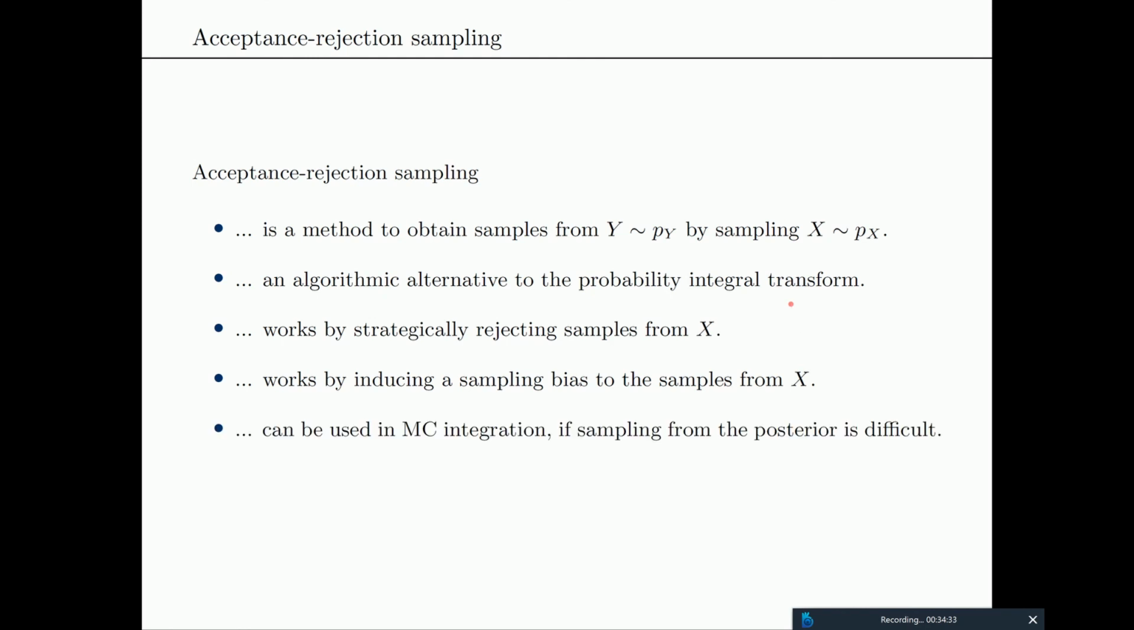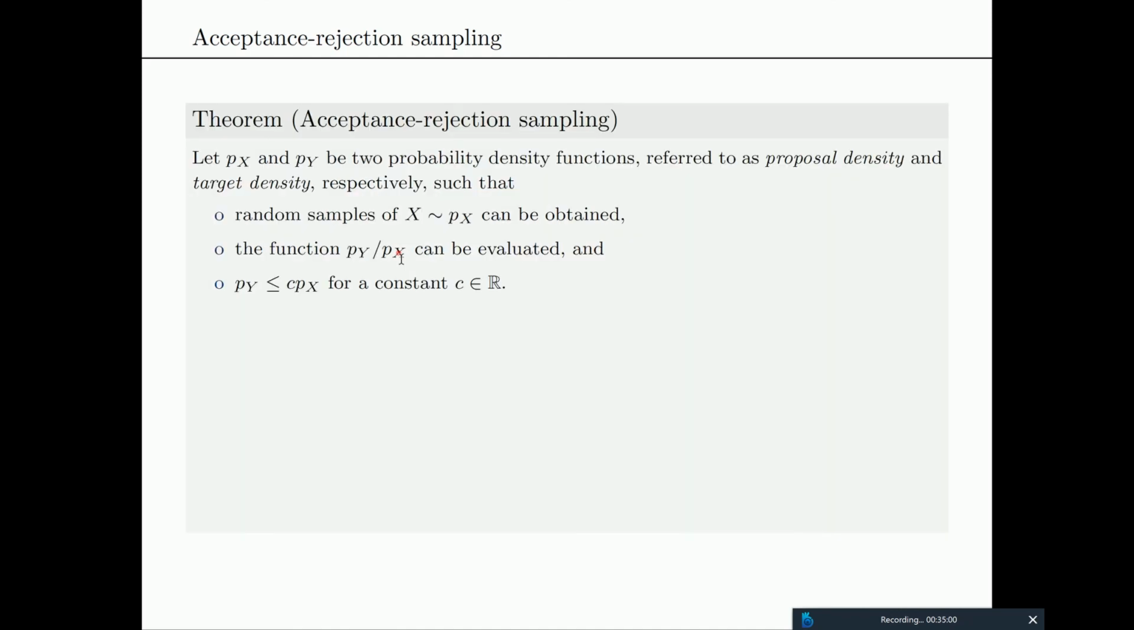Yeah, and if for some reason sampling from the posterior, so this is me trying to motivate that in the current setting, if sampling from the posterior distribution is difficult and you don't want to use importance sampling, then you can use acceptance rejection sampling to get random numbers from the posterior, which you can then use for Monte Carlo integration. So what is acceptance rejection sampling? How does it work?